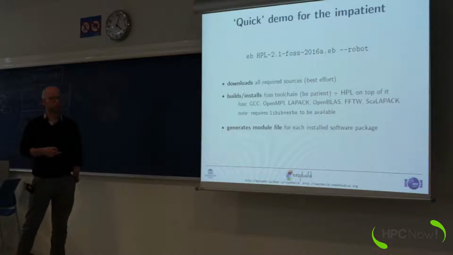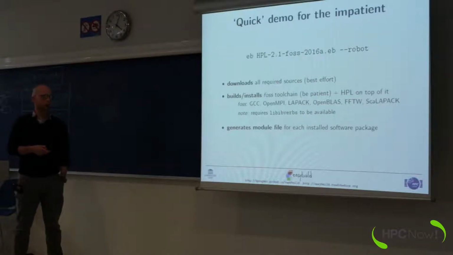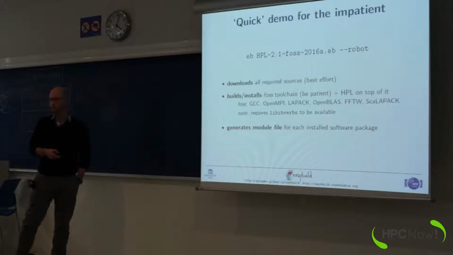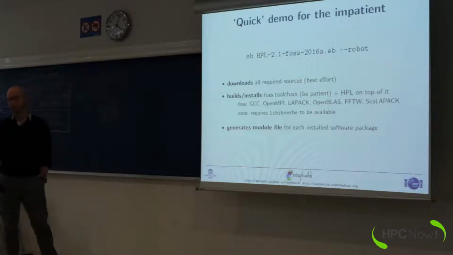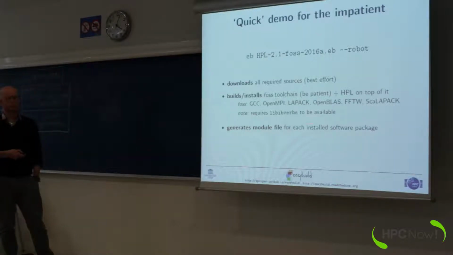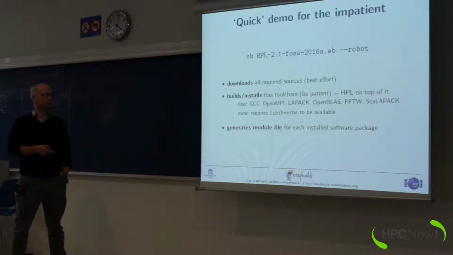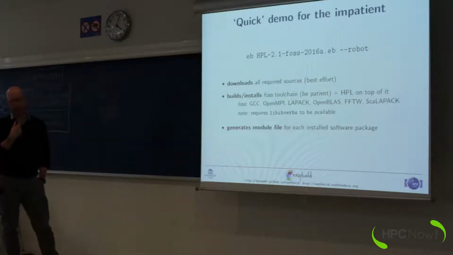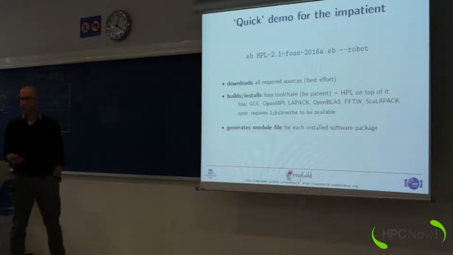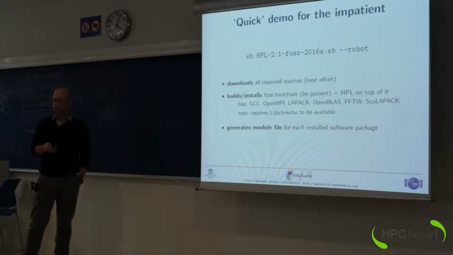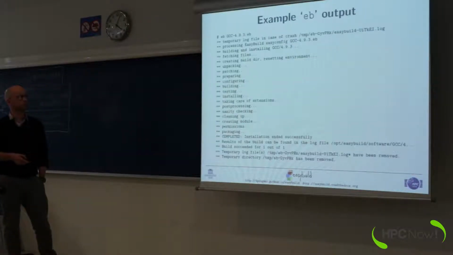The 2016a version, in general this is intended for cluster systems, so the OpenMPI implementation has a requirement that libibverbs is available. You can of course define OpenMPI to not need that, but then you might not want to use it on your cluster. Basically, it will build all that, and once that's prepared and available, it'll build the HPL version you want on top of it. And it'll generate module files for each piece of that software along the way.